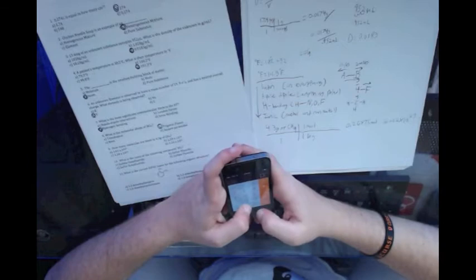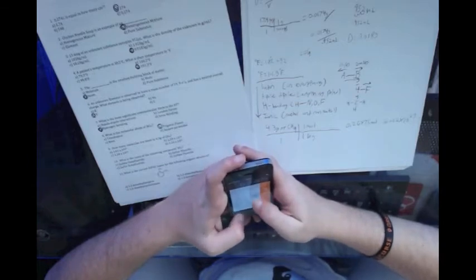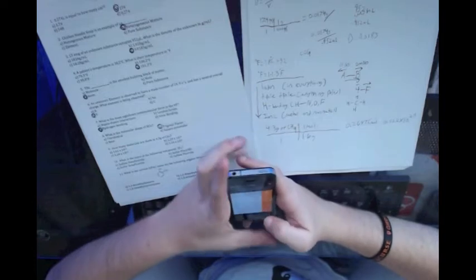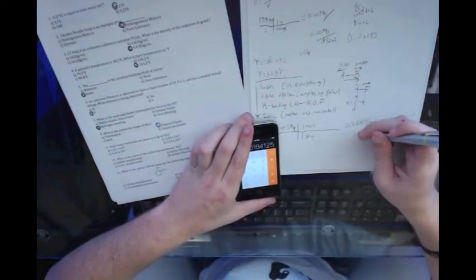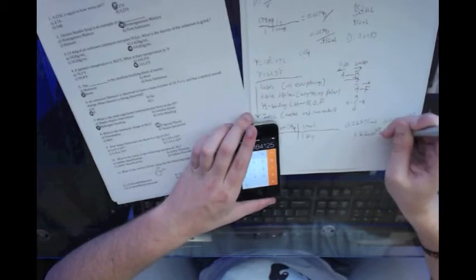But 0.26875 times 6.022. Alright, I get 1.62 pretty much times 10 to the 23rd molecules.